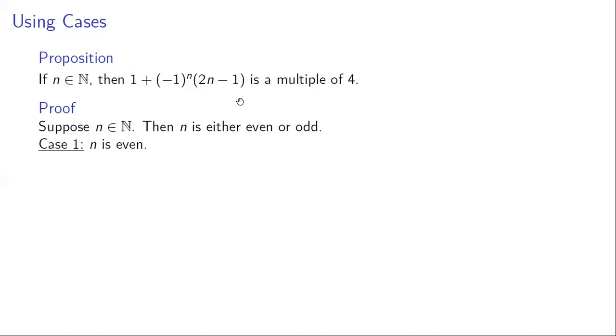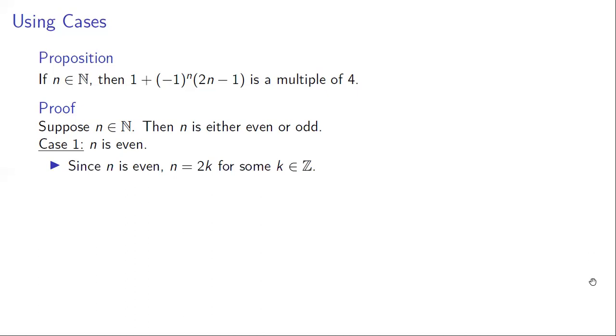And that will allow us to prove the entire proposition, because the proposition is talking about a natural number, and every natural number is either even or odd. If we prove in both cases that this thing is a multiple of 4, that will have proven the proposition. So let's do case 1. Case 1 says n is even. So if n is even, let's use that to our advantage. Let's write it as n equals 2 times k for some integer k.